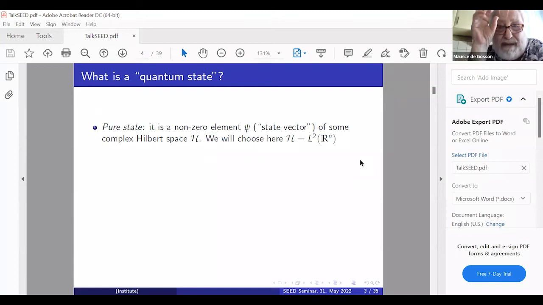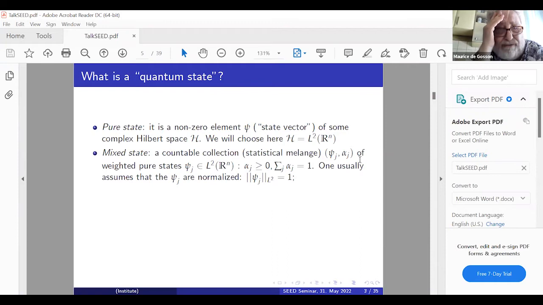When you make an observation, according to physicists, on a system represented by a certain wave function, you collapse this wave function. It becomes something else, and this something else is the projection of the initial state on a Hilbert subspace. I'm not going too much into the details here because it would take too long. I think this is rather well known. Okay, a mixed state is just a statistical melange of pure states. It's a countable collection. Well, I'm saying here a countable collection.